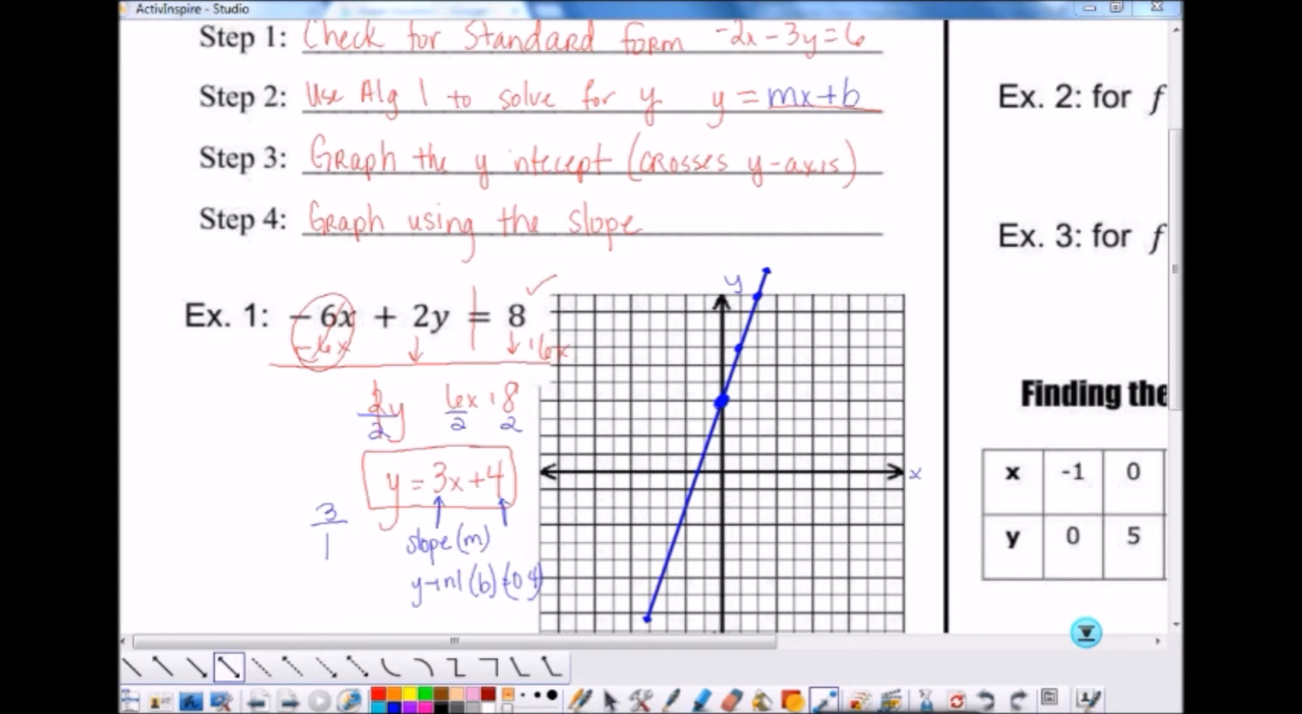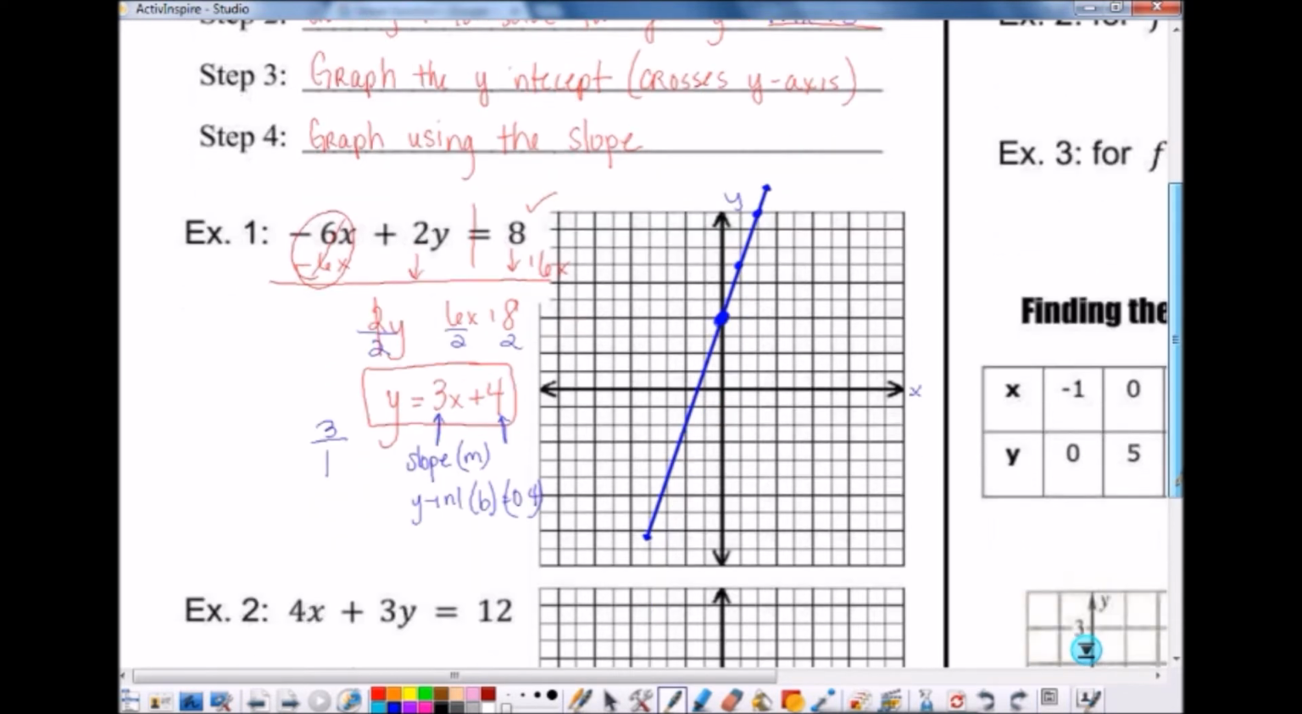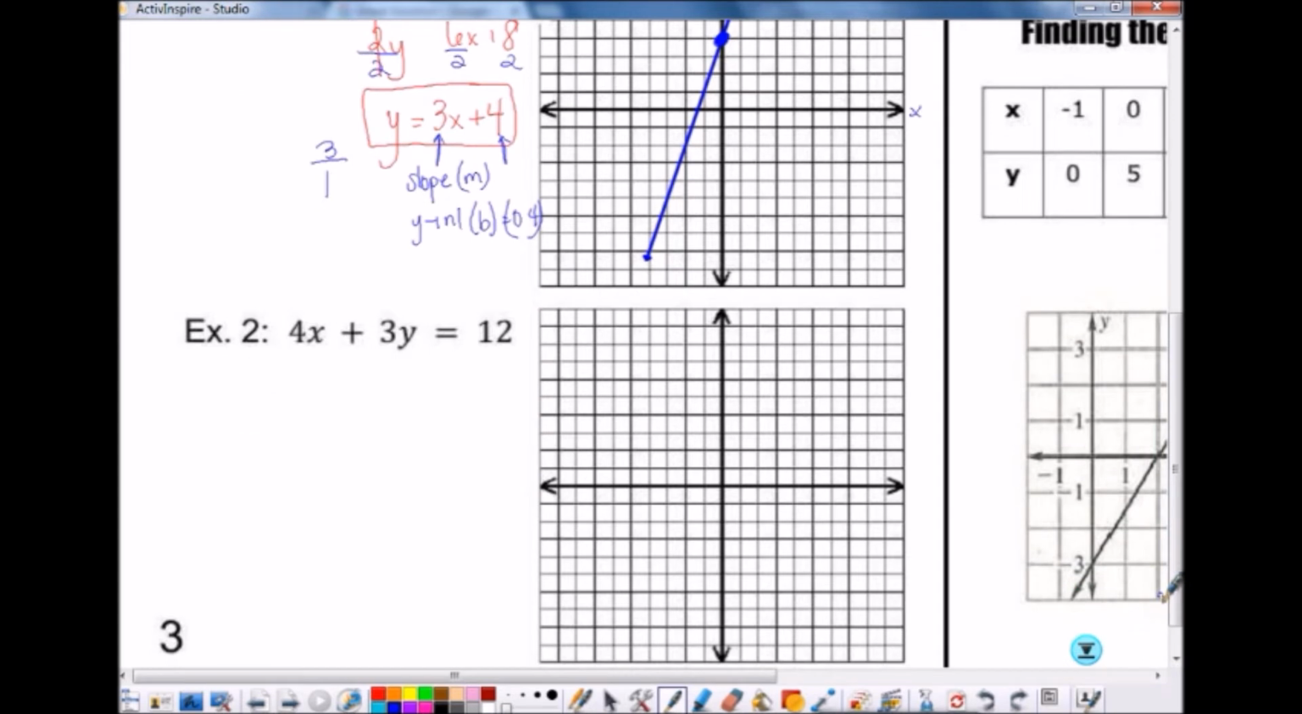Alright, so since this is a linear function, remember you can't just stop after you connect the dots. This is an actual line. So the line needs to be as long as the graph, and then don't forget to put the arrows at the ends, which means it keeps going on forever and ever. Alright, so let's see if you can try example 2 on your own.